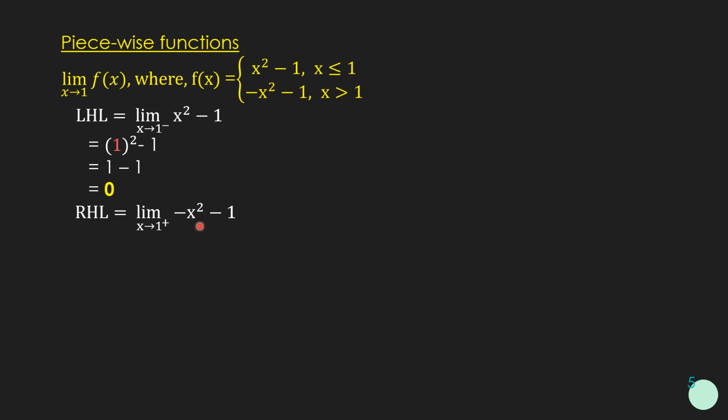This is a polynomial function. Therefore, we can find its limit by direct substitution. So we will put x equals 1 in this function. So the limit becomes minus 1 squared minus 1, which will be minus 1 minus 1, and finally it will be minus 2.